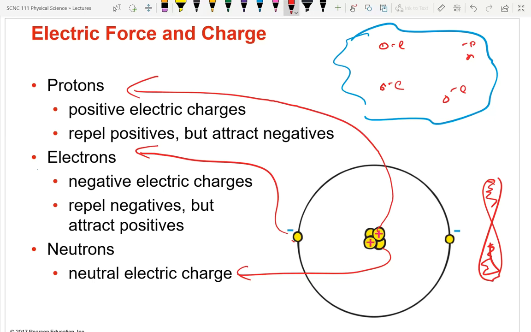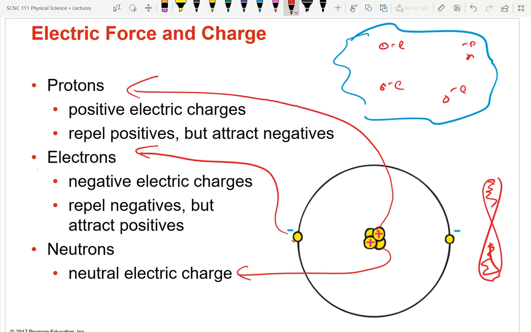Positive will be attracted by negative, repelled by positive, negative the opposite. The neutrons with their 0 charge simply don't have an electromagnetic force. It's not an option for them. They can only have gravitational force and, of course, the strong and weak.